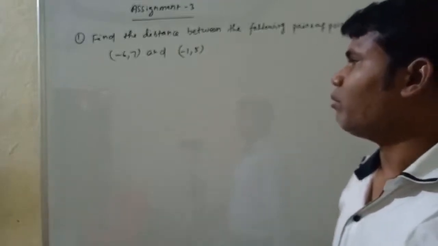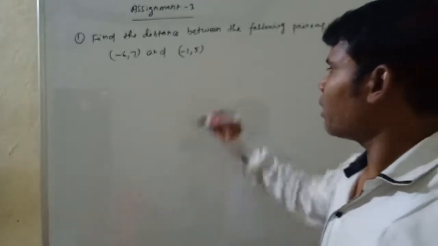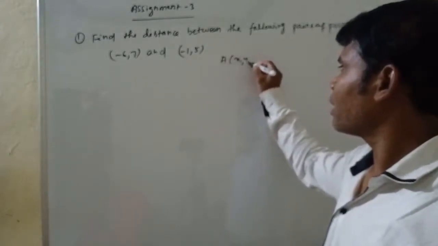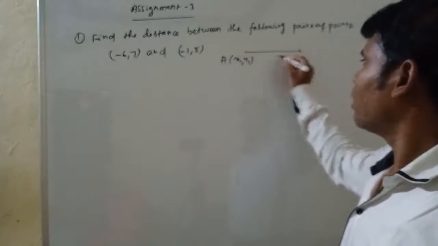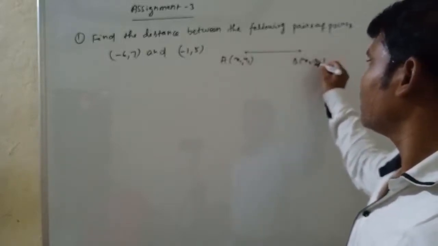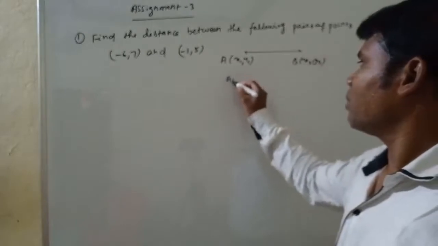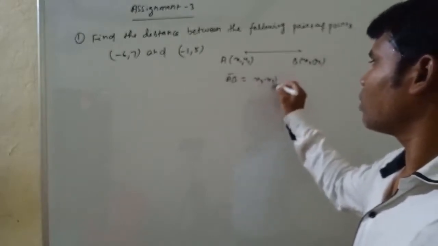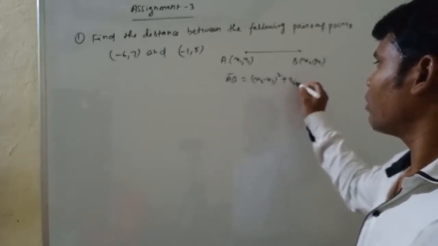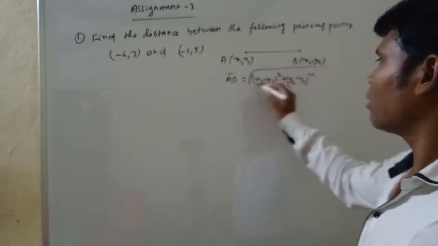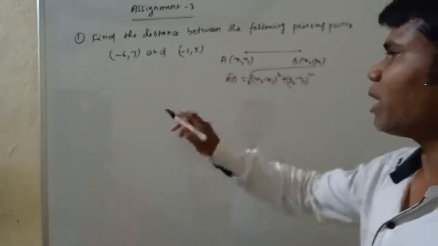Okay. You know the distance formula. Suppose A is a point (x1, y1) and B is a point (x2, y2). What is the distance formula? Distance AB is equal to the square root of (x2 minus x1) whole square plus (y2 minus y1) whole square. Okay, so you apply this formula here.